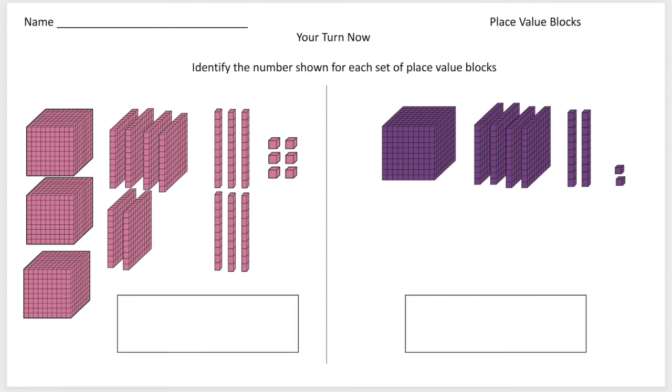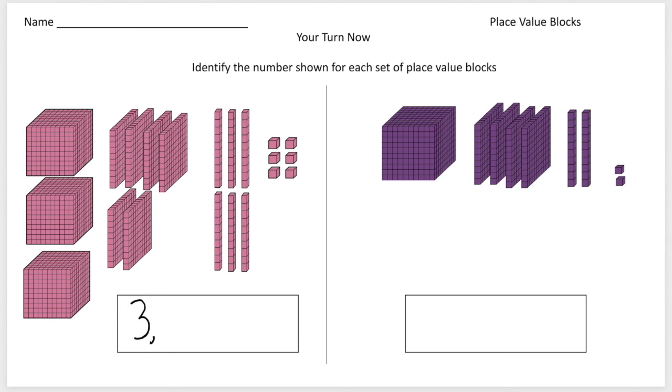All right, welcome back. Let's see how you did with these practice problems. So for each problem, you had to identify the number shown for each set of place value blocks. So this first one, we have 3 groups of 1,000, right? So it's going to be 3,000.